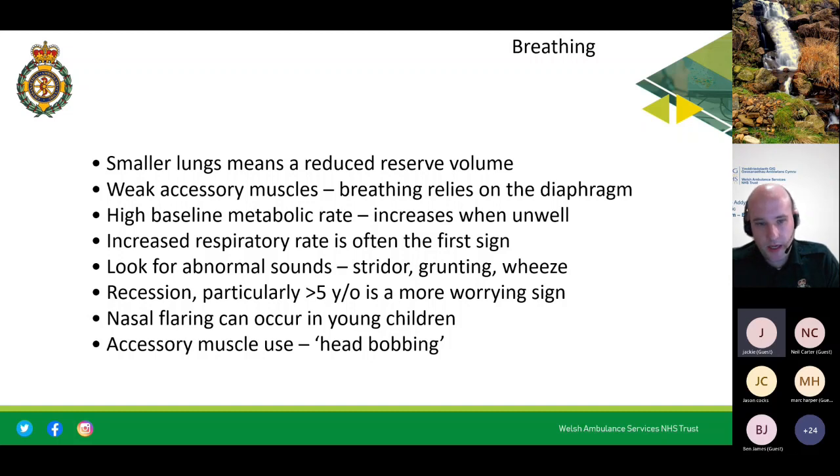Smaller lungs means a reduced reserve volume. So we're going to talk about ventilations. Again, this is really important when ventilating. We'll go through them all. Weak accessory muscles and breathing relies on the diaphragm. So, all right, let's start here then. So the lungs are smaller and they've got less reserve in their volume. So again, comparing with an adult, we just squeeze probably half the bag, if that, to inflate the chest and have adequate ventilation of your adult, because they've got this reserve volume in their lungs and in their body. With a child, they don't.